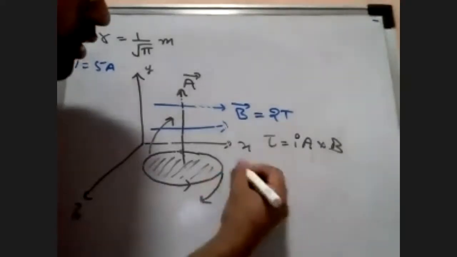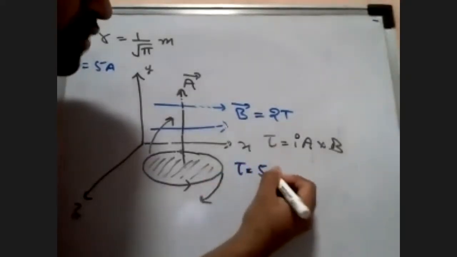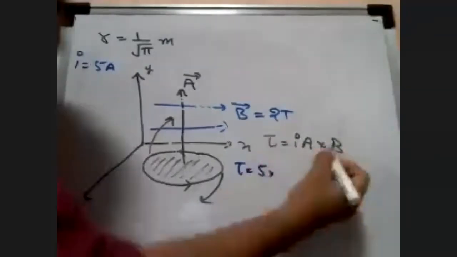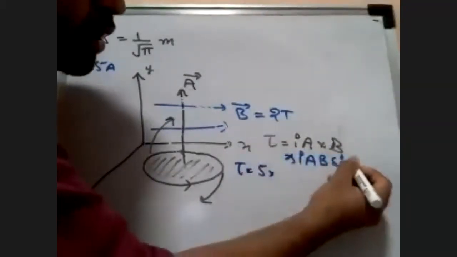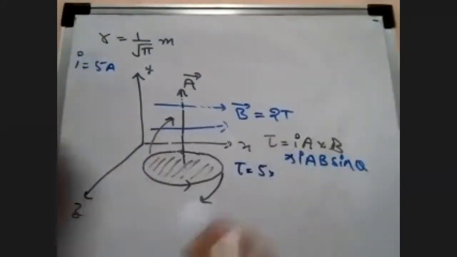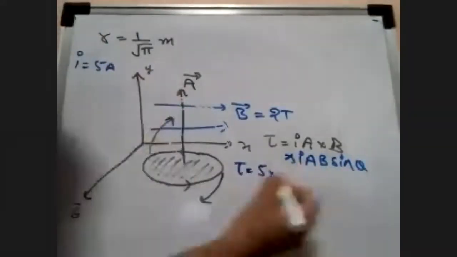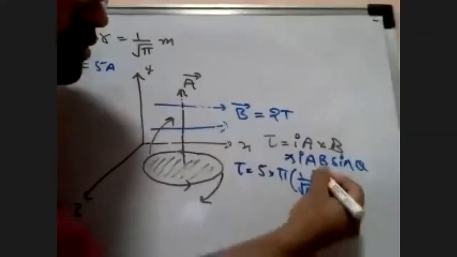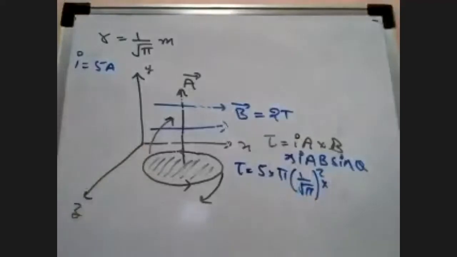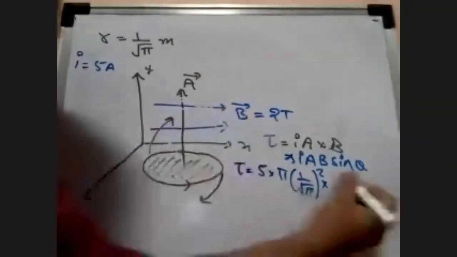Okay, so torque is going to be equal to 5 into I a b sine theta, yes or no? Yes. So 5 into area vector, which is pi r square, 1 by root pi whole square, into b. What is b given to us? 2 Tesla. So substitute 2 Tesla.